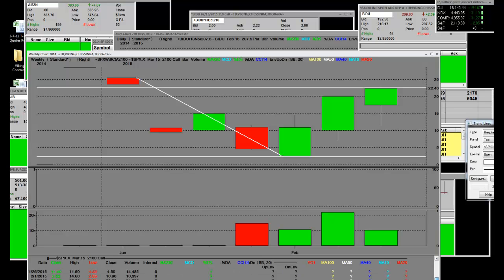Oh, yes, it did. And those lows were $2.55. Now if you had 10 contracts in 3 weeks, you're up $22,000. Oh, yes, you are. This is a $2,100 call, and it's inflated.